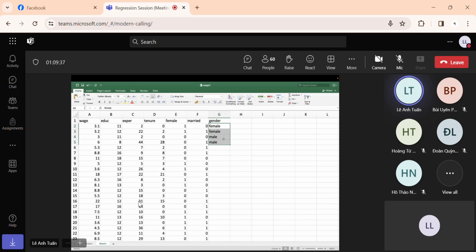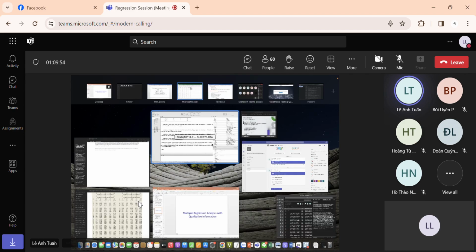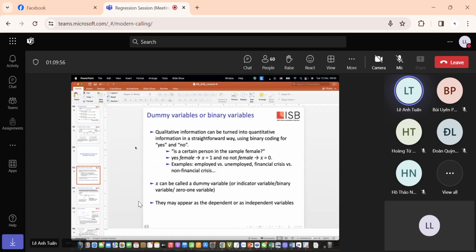If we use this data, we cannot estimate. We need to transfer the qualitative information to quantitative information, that means the categorical data to the continuous data. So how to do that? We define the qualitative information, and turn it into quantitative information by using binary coding for yes or no.